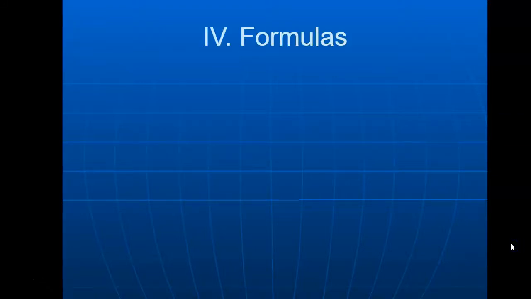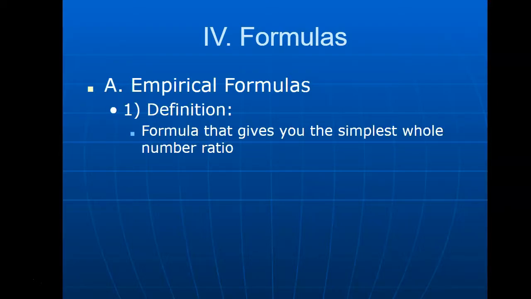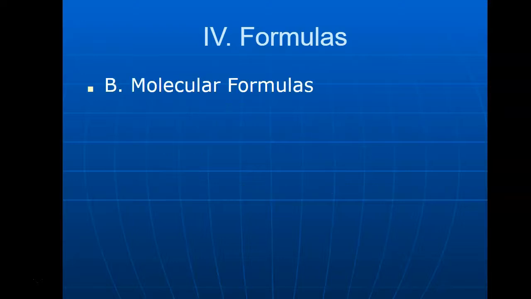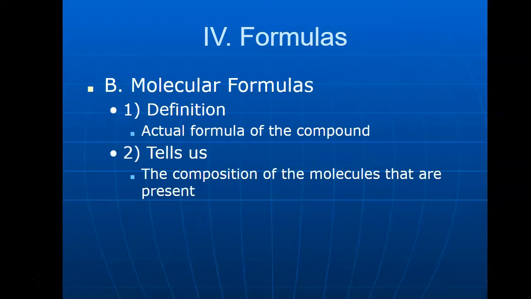But first, what exactly is the empirical formula? We define it as a formula that gives you the simplest whole number ratio, which means your formula has to be in its lowest reduced form. What this does is tell us the relative number of atoms in an element. It may not give us our exact formula, but it tells us there's 2 carbons for every 1 oxygen or something like that. And then we have a molecular formula. This is the actual formula of the compound.